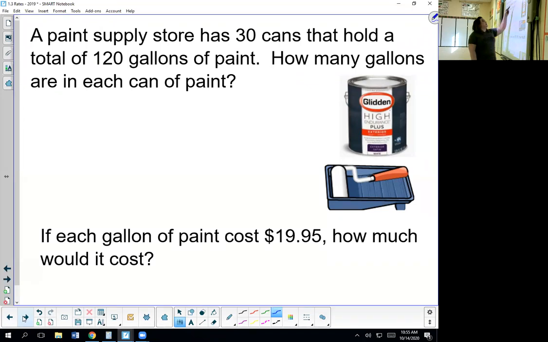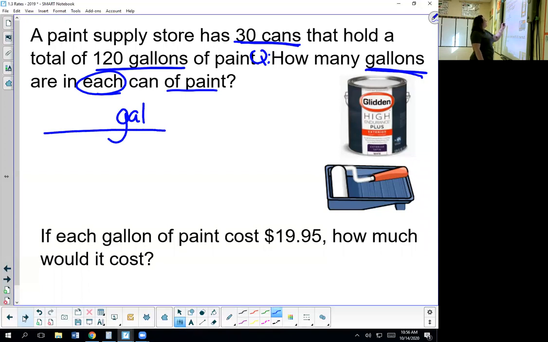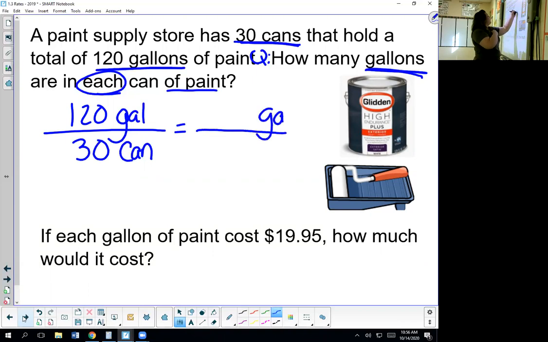The paint supply store has 30 cans that hold a total of 120 gallons of paint. Now look at the question. How many gallons are in each can of paint? We gotta think about, which way do I go? Well, it's saying gallons in each can of paint. So I want gallons per can. So what's gallons? Gallons is 120, cans is 30. I want to know how many gallons are in one can of paint.